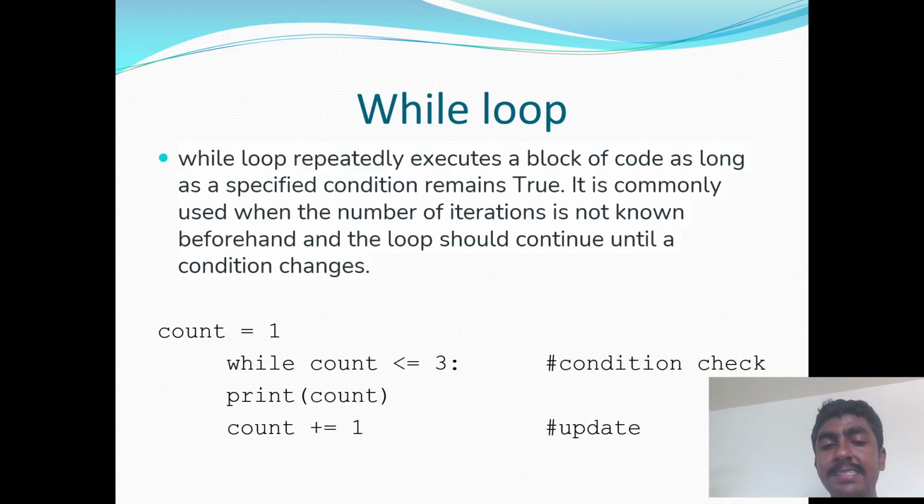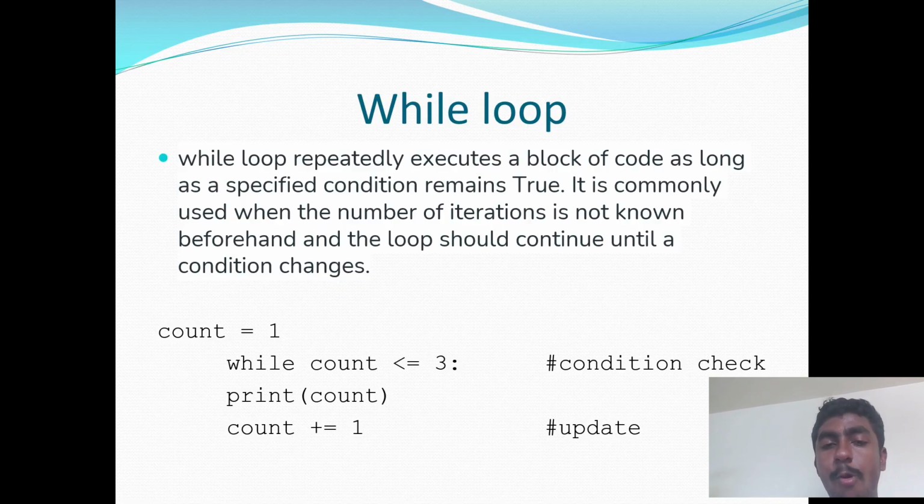So let's understand through daily life. Example 1, mobile charging. Imagine your phone battery is at 20. You connect the charger. Will you unplug it after exactly 37 minutes? Probably not. Instead, you keep charging while the battery is less than 100. When it reaches 100, you unplug it. This is how a while loop works.